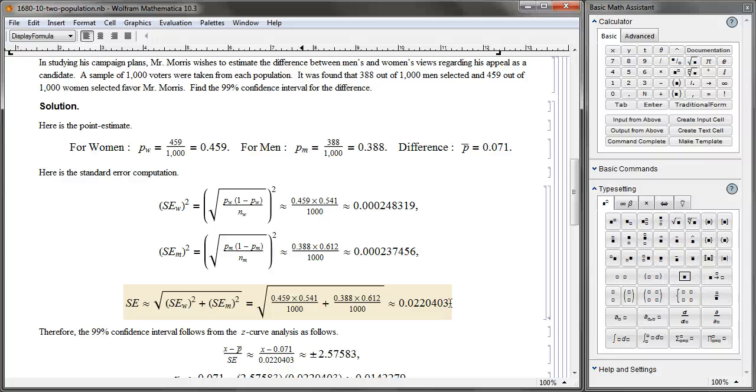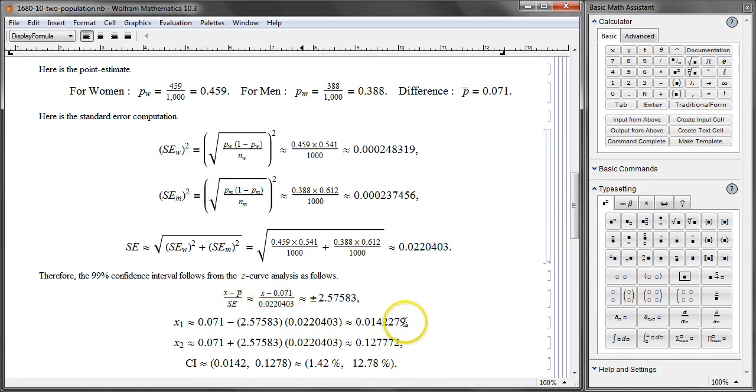And then what do we do? We have to find out the 99% confidence interval using the z-table. So here we go. The estimate minus center over standard error is equal to the z-score. And z-score associated with 99% confidence is approximately 2.58. But I use a little bit more precise figure using Mathematica, 2.5758 or something like that, plus or minus of that because of the symmetry. So we have this result for lower end and that result for the upper end.